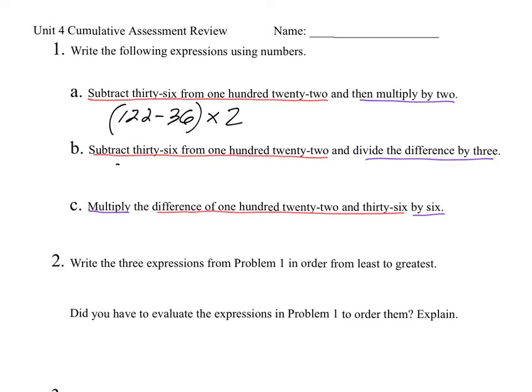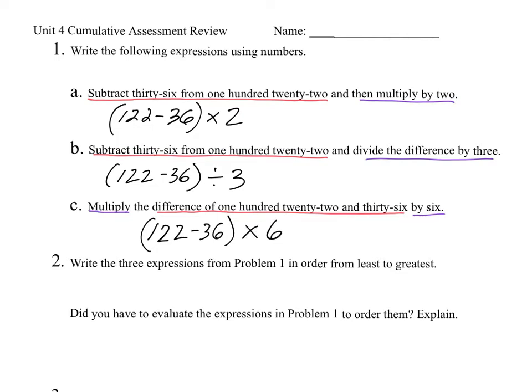In B, we move down, we do 122 minus 36. And this time it wants us to divide the difference by 3. All right, and the final one, multiply the difference of 122 and 36. So that same 122 minus 36 comes into play. And this time we need to, by 6. We have to read back to the beginning. We need to multiply that difference by 6.